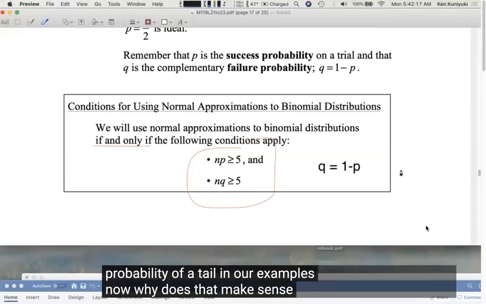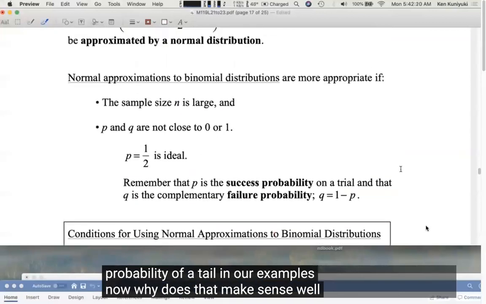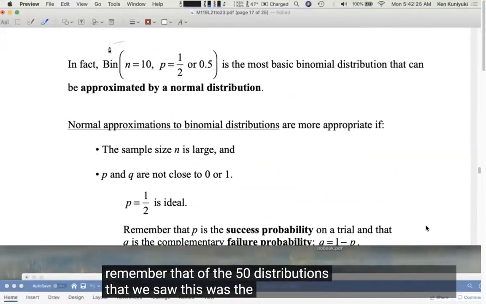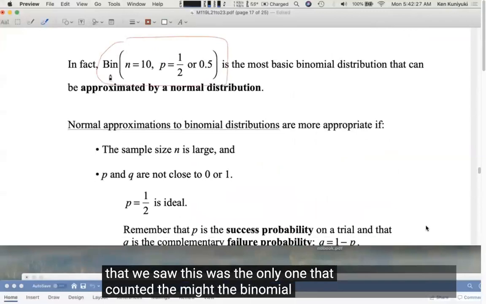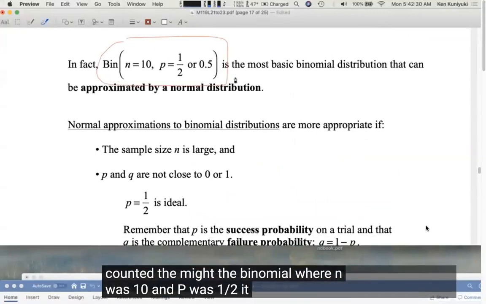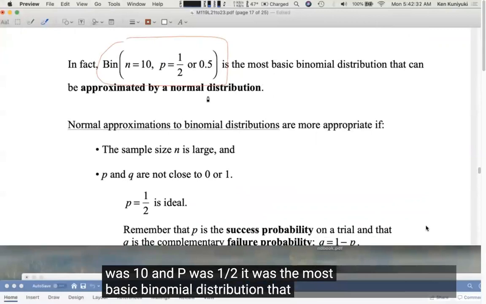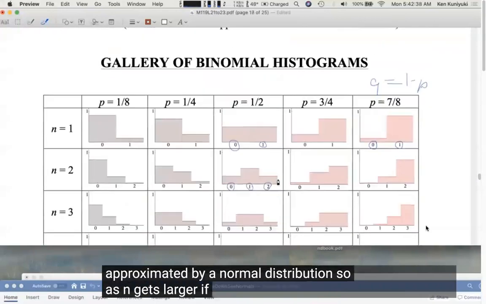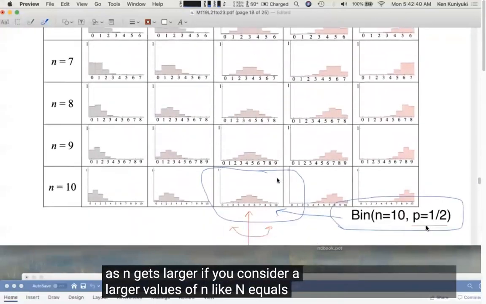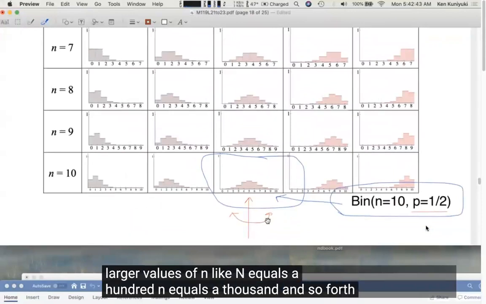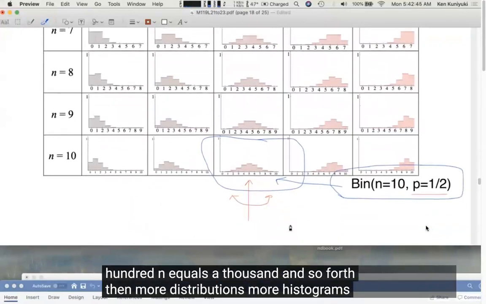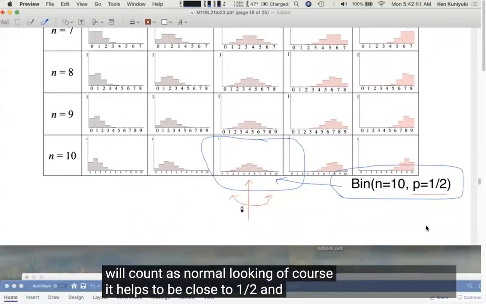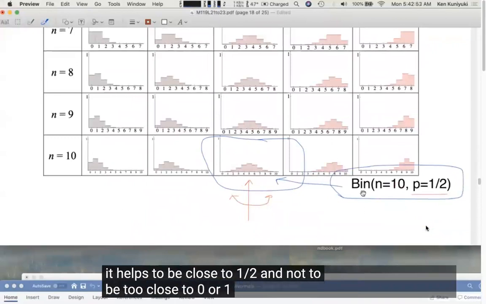Now, why does that make sense? Well, remember that of the 50 distributions that we saw, this was the only one that counted: the binomial where N was 10 and P was 1/2. It was the most basic binomial distribution that can be approximated by a normal distribution. So as N gets larger, if you consider larger values of N, like N equals 100, N equals 1,000, and so forth, then more histograms will count as normal looking. Of course, it helps to be close to 1/2 and not to be too close to 0 or 1.